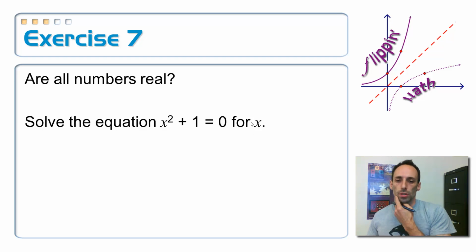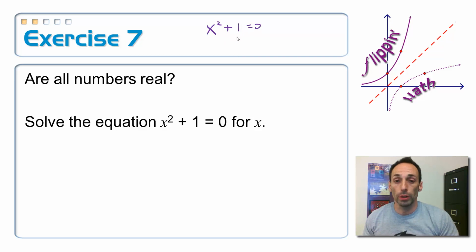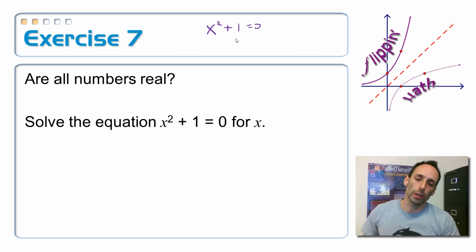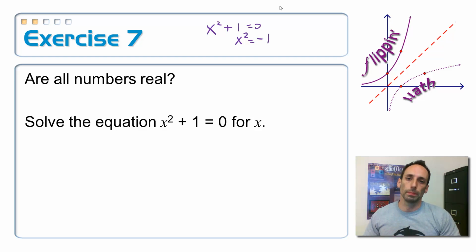Let's look at this equation. It's a very, very simple quadratic equation. Quadratic means that it has a squared in it, and we're going to try to solve it for x. So x squared plus 1 equals 0. I want to get x by itself. So let's subtract 1 over. x squared equals negative 1, and I can stop right there.